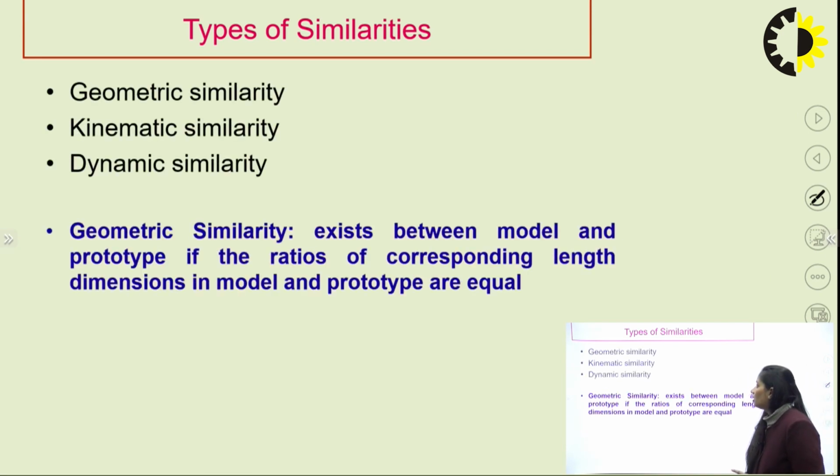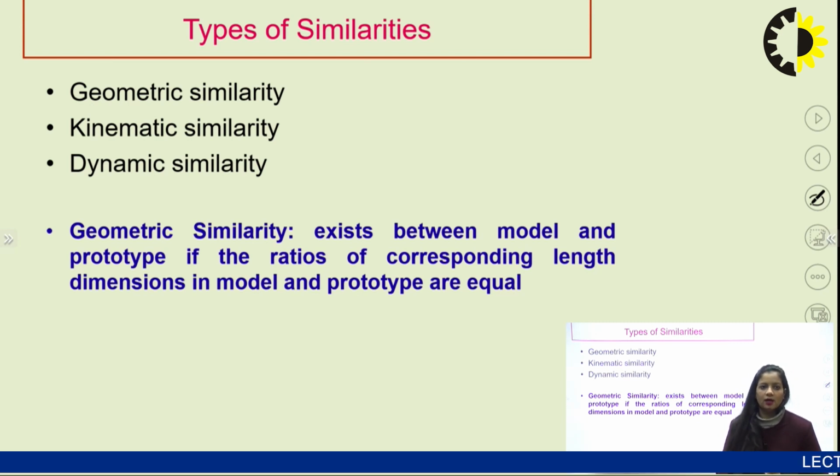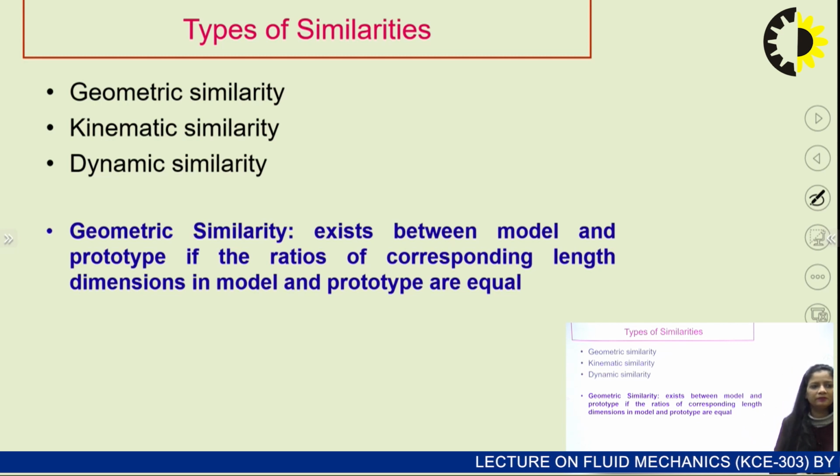Okay. So types of similarities, there are three types of similarities. The first is geometric, the second is kinematic, and the third is dynamic similarity. Now we'll go through one by one. Okay. The first is geometric similarity.